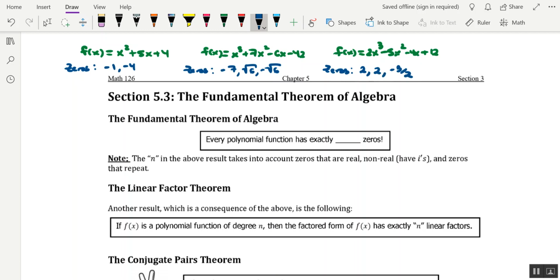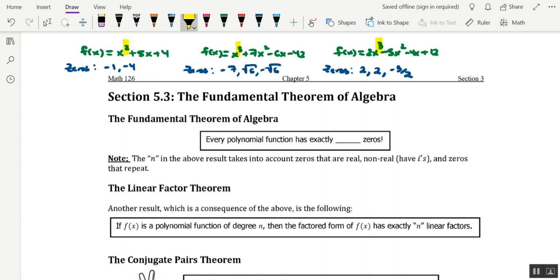One thing that I hope you're noticing with each of these polynomial functions and its corresponding zeros is that the total number of zeros is equal to the degree of the polynomial function. So for instance, with f of x equals x squared plus 5x plus 4, the degree is 2, and there are 2 zeros. With the second polynomial function, it's a degree 3, and there are 3 zeros. If you look at the third polynomial function, there are 3 zeros, but only 2 unique ones.